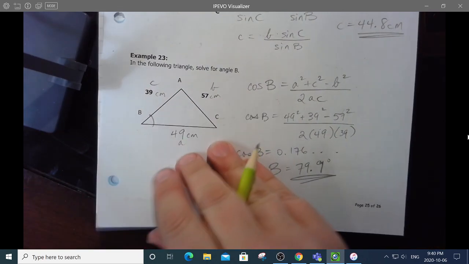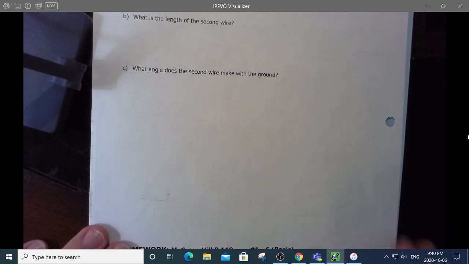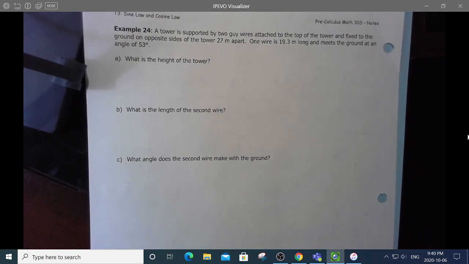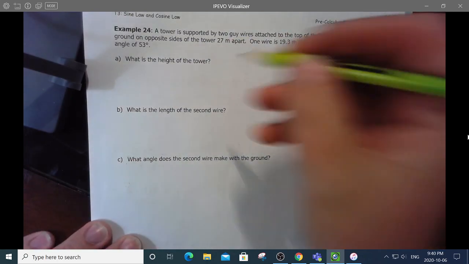One last big example. Okay, I think there was enough givens for this one. Did you try it? Ooh, you got to draw a picture. A tower is supported by 2 guy wires attached to the top of the tower and fixed to the ground on opposite sides of the tower, 27 meters apart. One wire is 19.3 meters long and meets the ground at an angle of 53 degrees. Okay, I need to draw a picture here. So let's see. I have a tower.